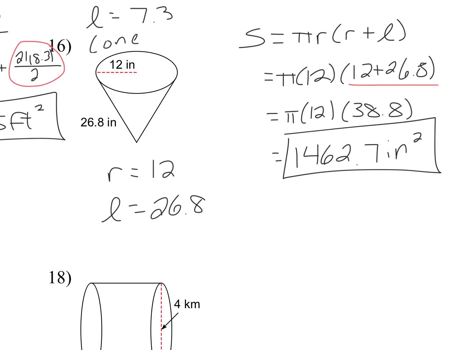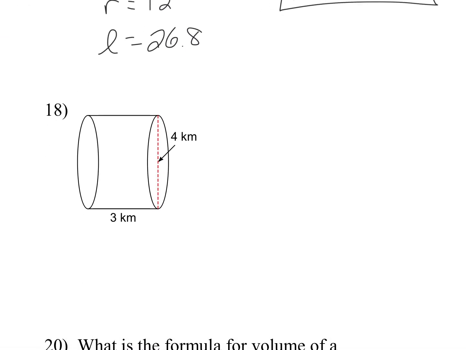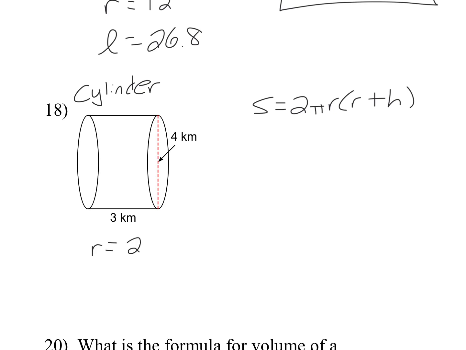Okay, one more I want to look at. Number 18. What's the shape? Cylinder. So we're going to use 2 pi r times r plus h. What is the radius? 2. Why is it 2 and not 4? Because you have to split it in half. Right, because this is the diameter. We need half of that. So that's why we get 2.